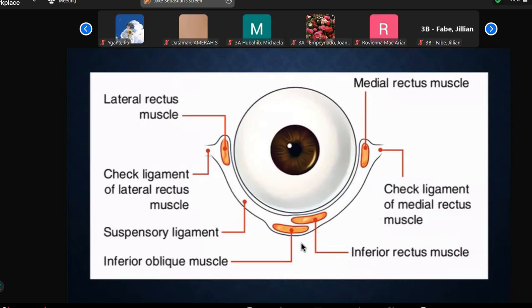Okay, that's all. I don't have to finish. Then the suspensory ligament supports the eyeball. So there are two suspensory ligaments, the Lockwood and Whitnall.